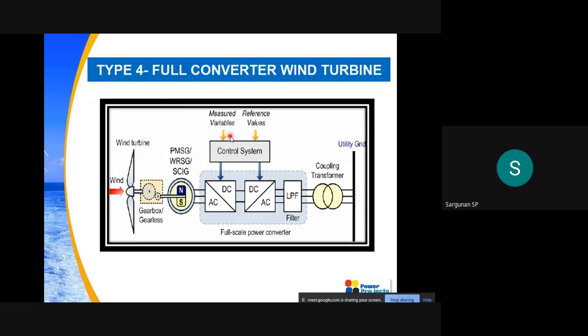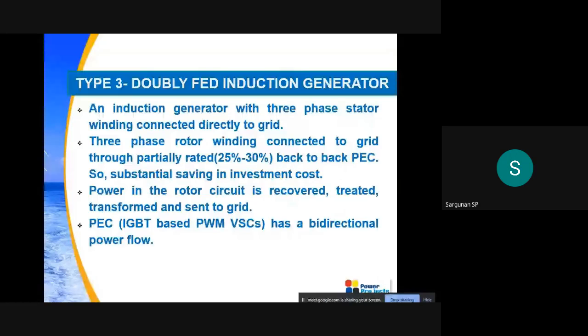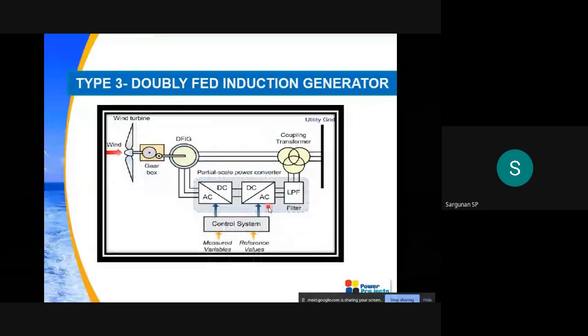So the disadvantage of going with such a type 4 wind turbine is that it will increase your capital cost. Otherwise, you can go with this type 3 wind turbine. So that is the reason why both type 3 and type 4 wind turbines are available in the market.